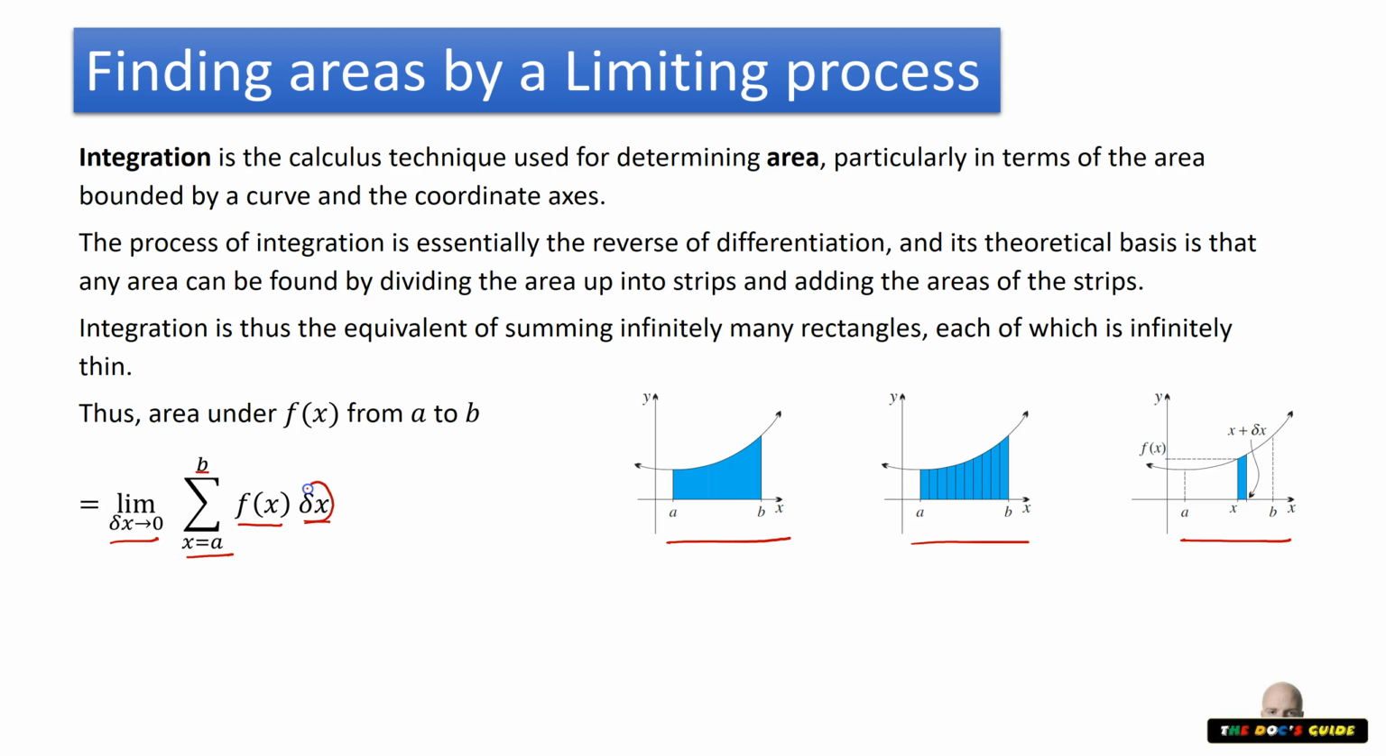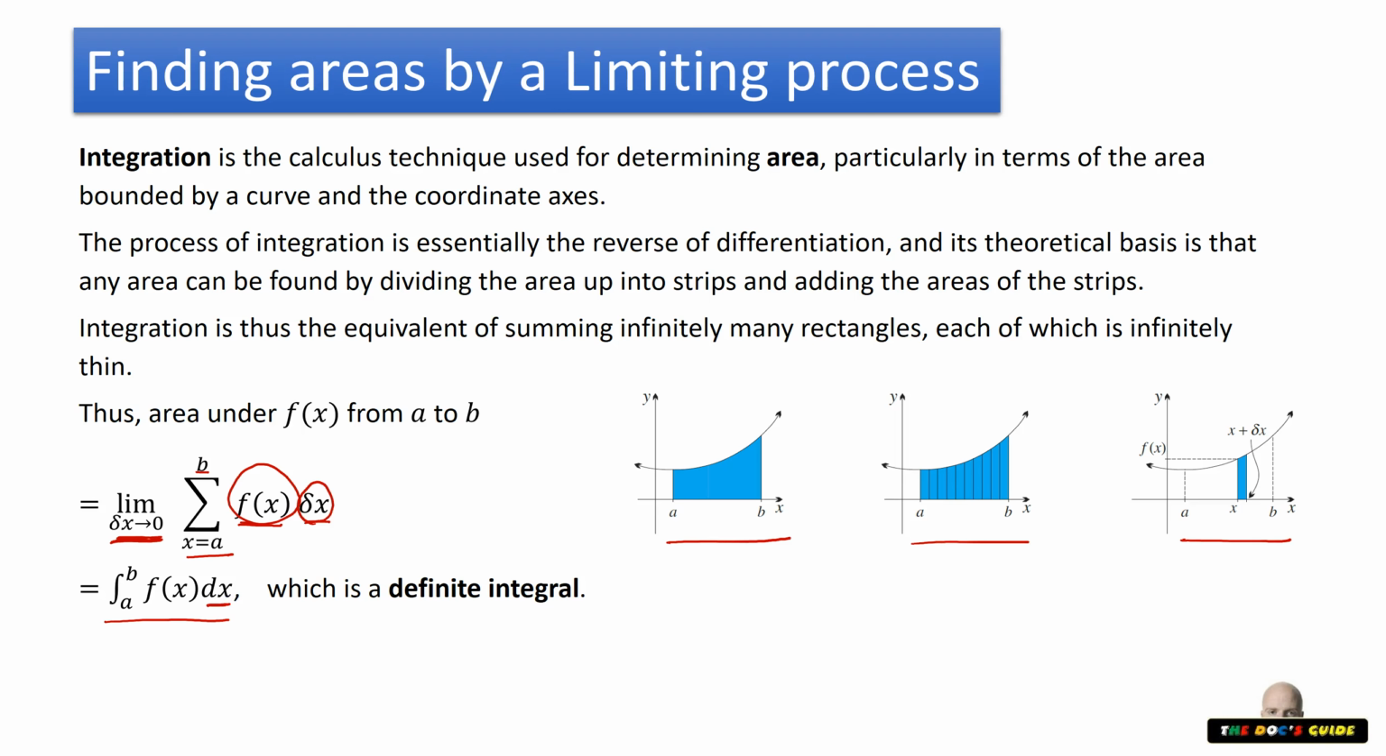Now, delta x is the width of a particular strip, and f of x is the height of the strip. We add all of those widths times heights, which we know is the formula for the area of a rectangle. We add all those areas of the rectangles up, but we make the rectangles get thinner and thinner, so that in the limit we end up with a smooth area under the curve. This is referred to as the definite integral. So it's the integral from a to b of f of x with respect to x.